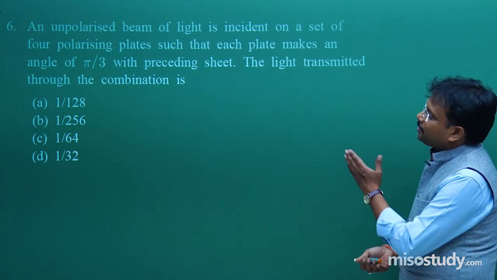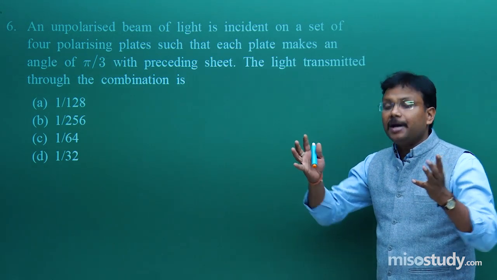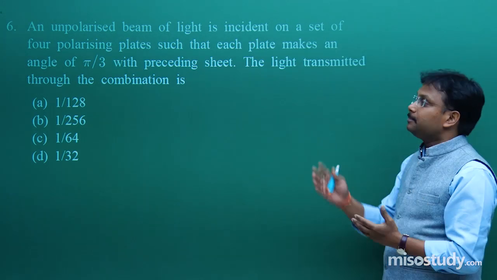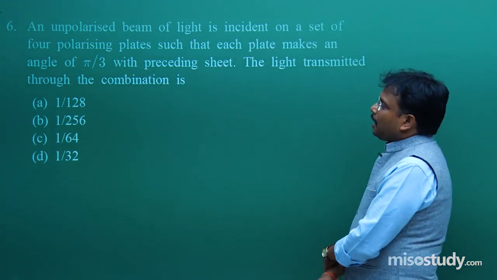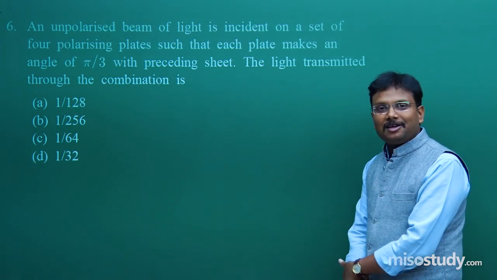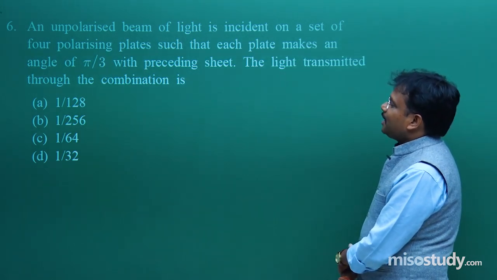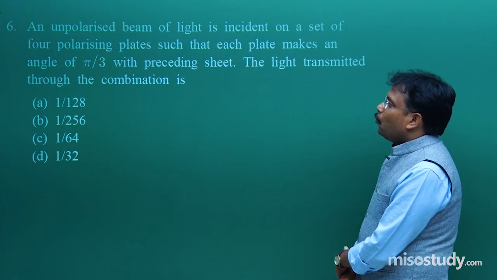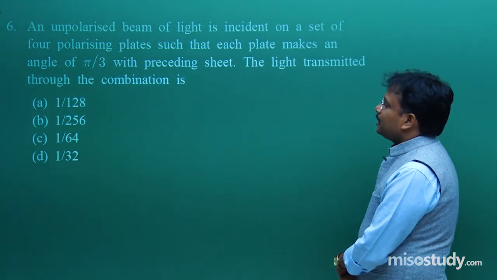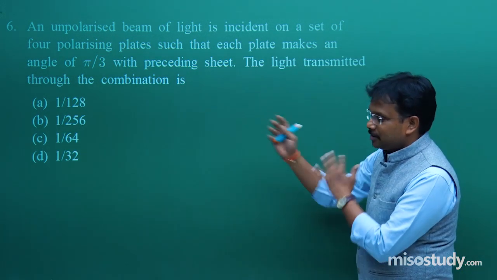Yes, the question is in continuation with the previous presentation. In this there is a question which is obviously based upon the phenomenon of polarization and the application of a device known as Polaroids, fine. What is the problem? An unpolarized beam of light is incident on a set of 4 polarizing plates, okay, such that each plate makes an angle pi by 3 with the preceding sheet, okay. The light transmitted through the combination finally is how much?